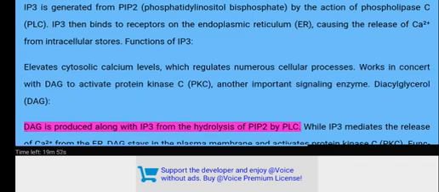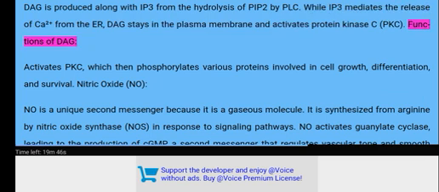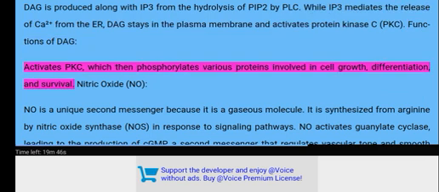Diacylglycerol, DAG. DAG is produced along with IP3 from the hydrolysis of PIP2 by PLC. While IP3 mediates the release of Ca²⁺ from the ER, DAG stays in the plasma membrane and activates protein kinase C (PKC). Functions of DAG. Activates PKC, which then phosphorylates various proteins involved in cell growth, differentiation, and survival.